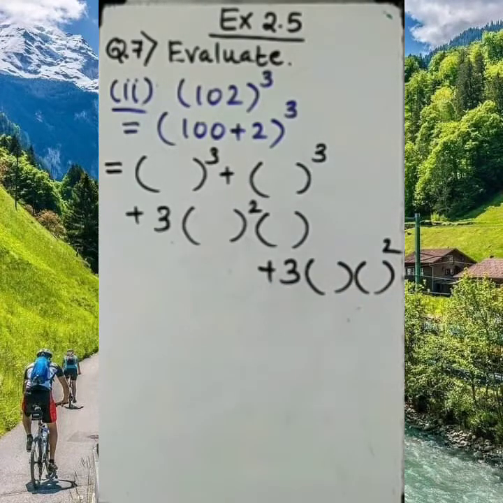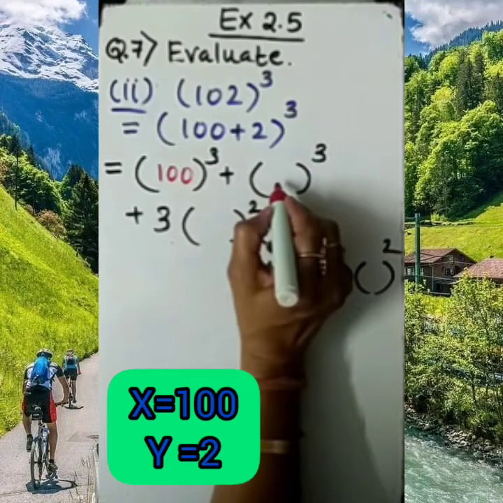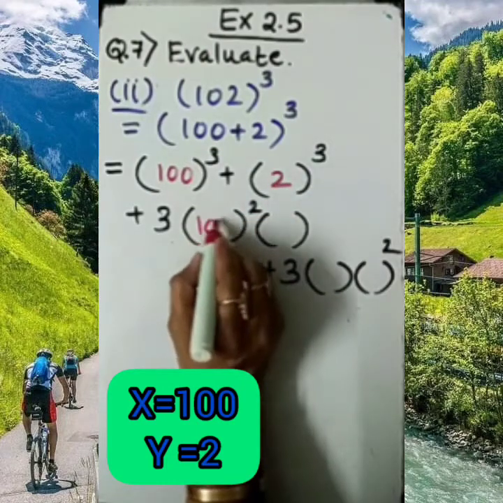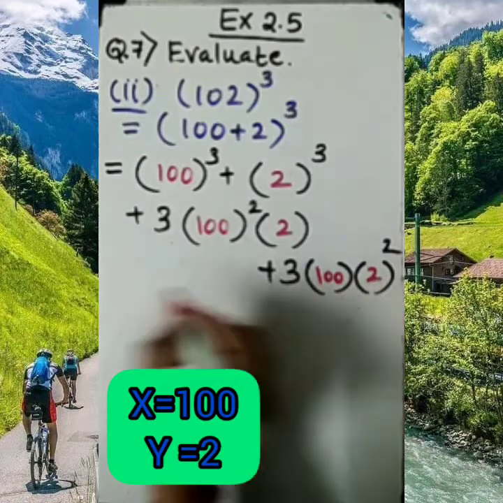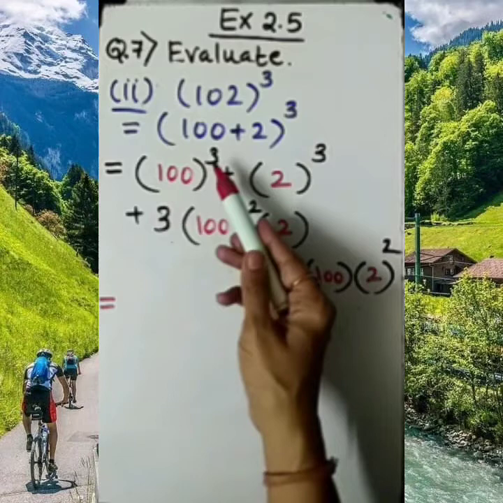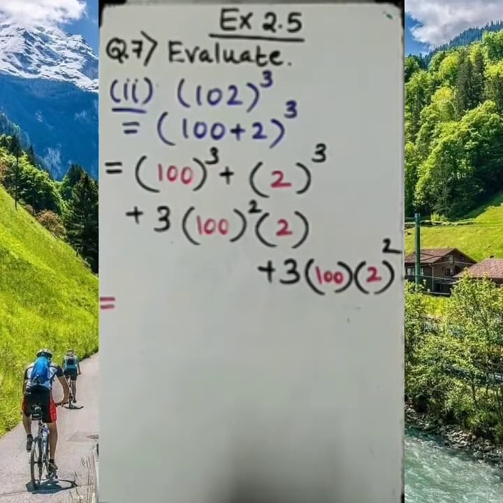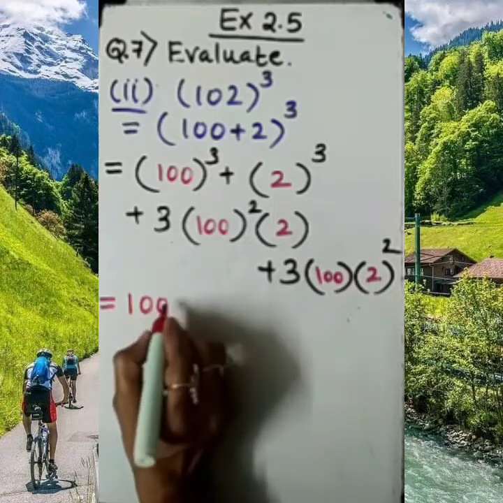Okay, in this identity I am going to put the value of x equal to 100, y equal to 2. Our work will become very easy. Now what is 100 cube? We know 100 into 100 into 100, it means it will be 10 lakh.